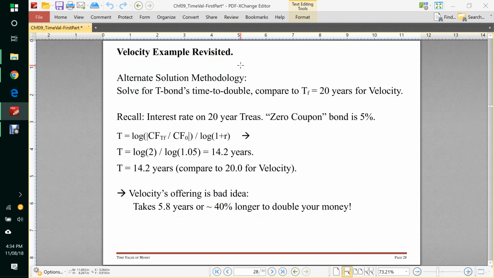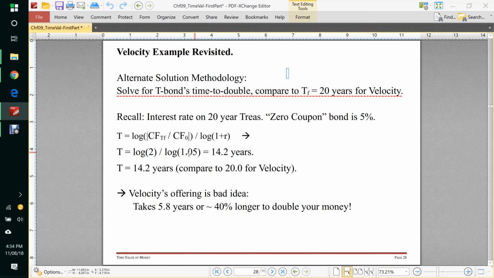Okay, so now let's go back to velocity and use what we just learned as another way to solve it. Another way we could solve the velocity advisors problem is to say, well, it's taking them 20 years to double our money. How long would it take a T-bond to double our money?